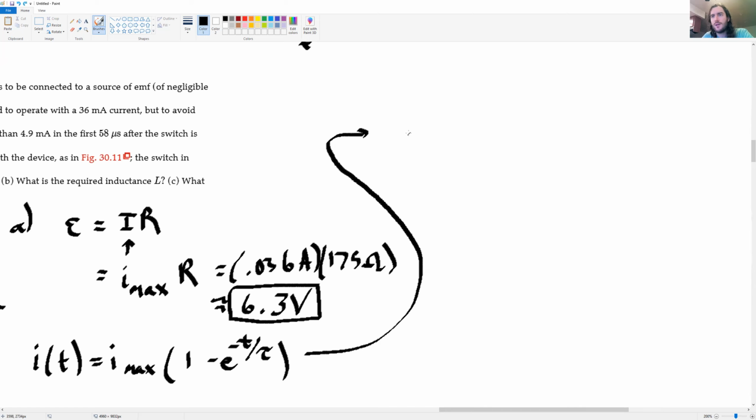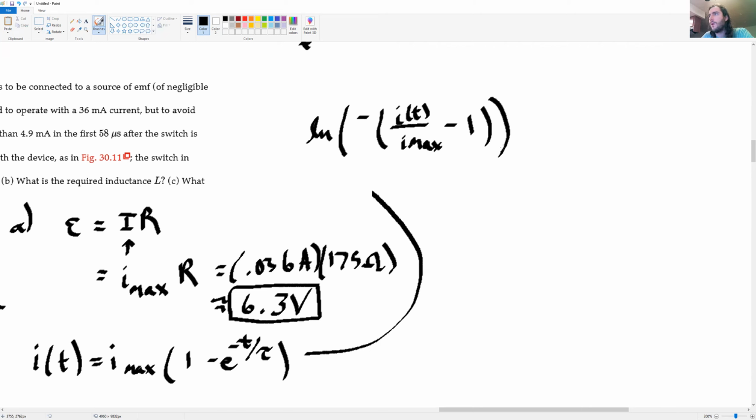In order to solve for tau in general, what we need to do is go I of t over I max. We can subtract the 1 over, multiply both sides by a negative, and take the natural log. I know I'm going fast on the algebra here, but just bear with me. Multiply both sides by a negative, take the natural log on both sides, and what we end up with is minus t over tau. So you can check what you did for this problem to see if this is still correct for you.